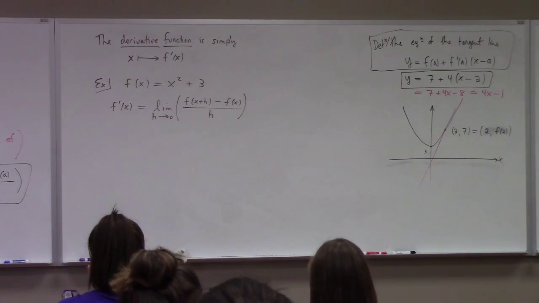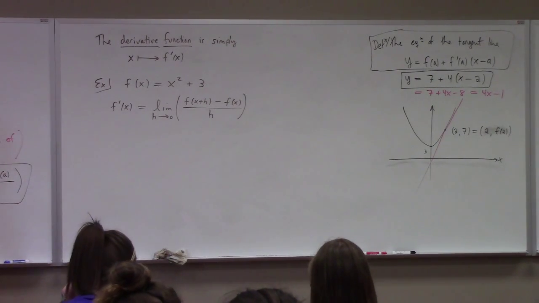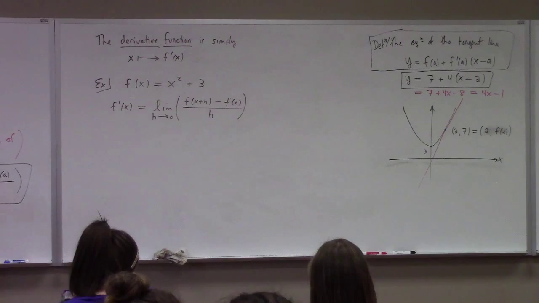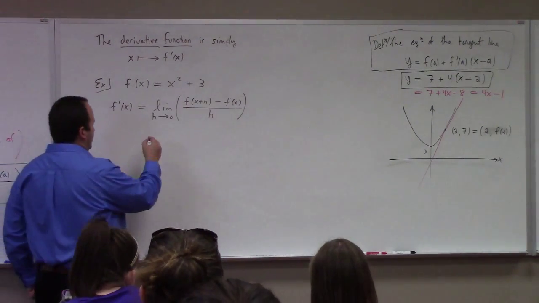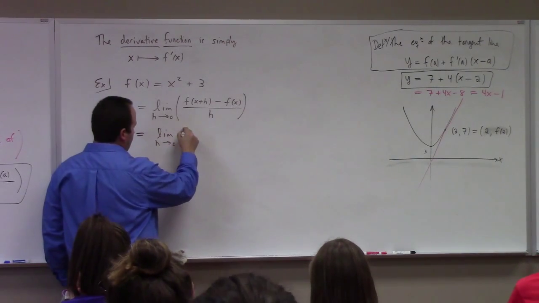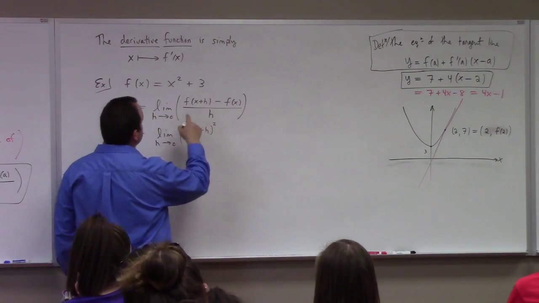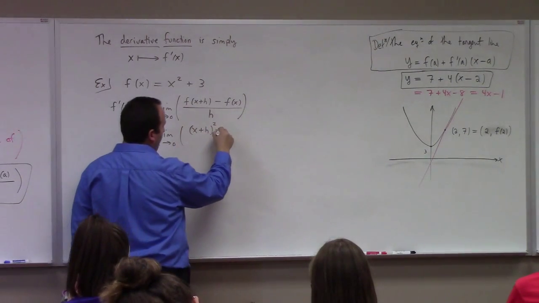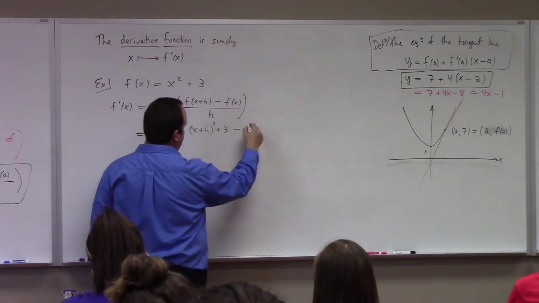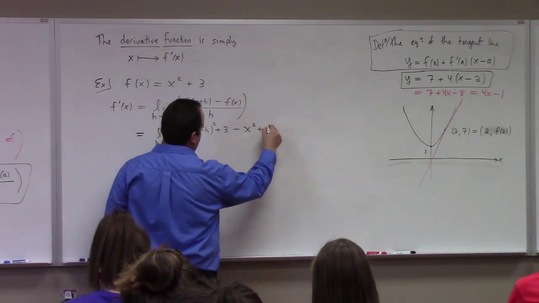So the derivative function is basically made from piecing together the derivatives at a point, stringing them together to make a new function. Let's work this out, then it'll make more sense to you guys. Let's see, your limit as h goes to 0 of what? (x plus h) quantity squared plus 3, right? Minus what? Minus x squared plus 3.